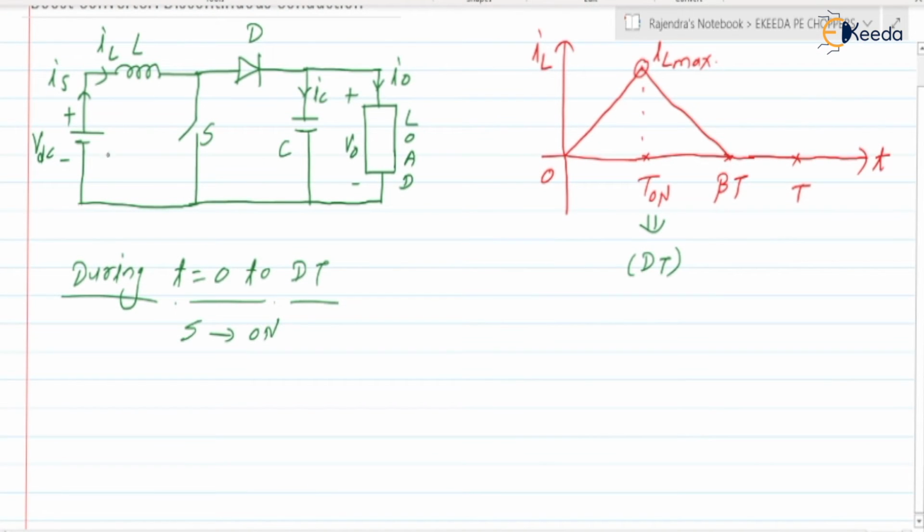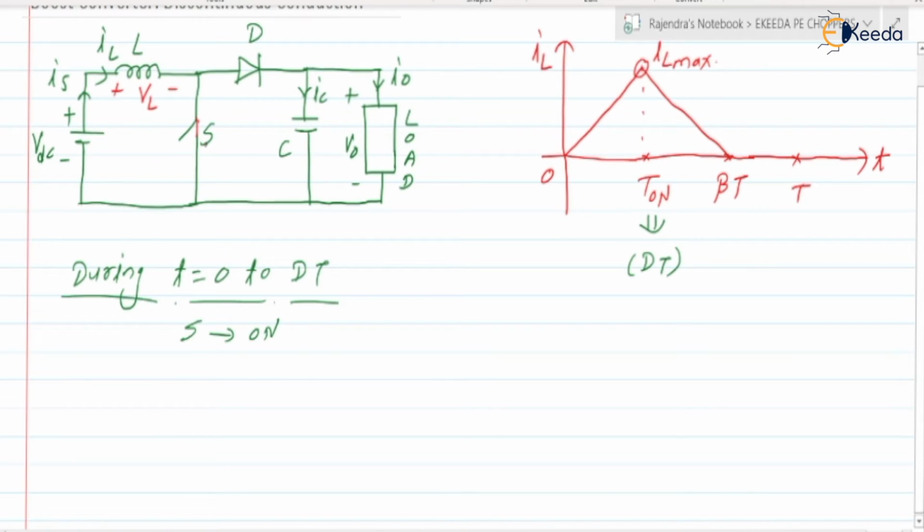When the switch is in the on state, it is acting as a short circuit, so here we'll be having a short circuit. The current will be flowing like this. Let us consider the voltage across the inductor is VL. When current is flowing like this, at the same time the capacitor also goes on discharging.